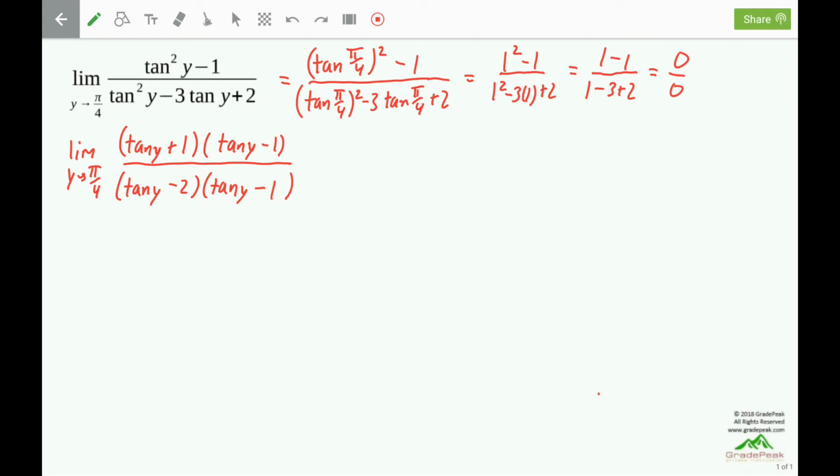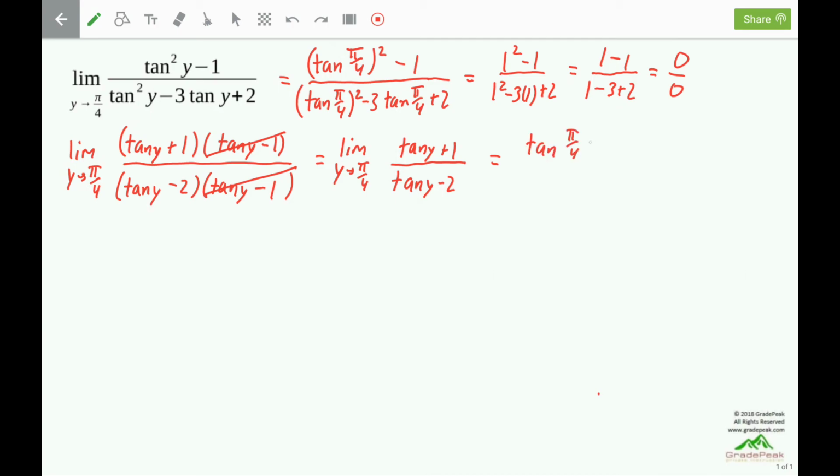Now y is going to pi over 4 here, and remember tangent of pi over 4 is a 1, so it's the tangent of y minus 1 factors that are making the 0 over 0. And we actually can cancel those out here. After having canceled those out, we should no longer have the 0 over 0 indeterminate form, and we therefore should be able to plug in pi over 4 for each of the remaining y's. And that's going to be my next step.